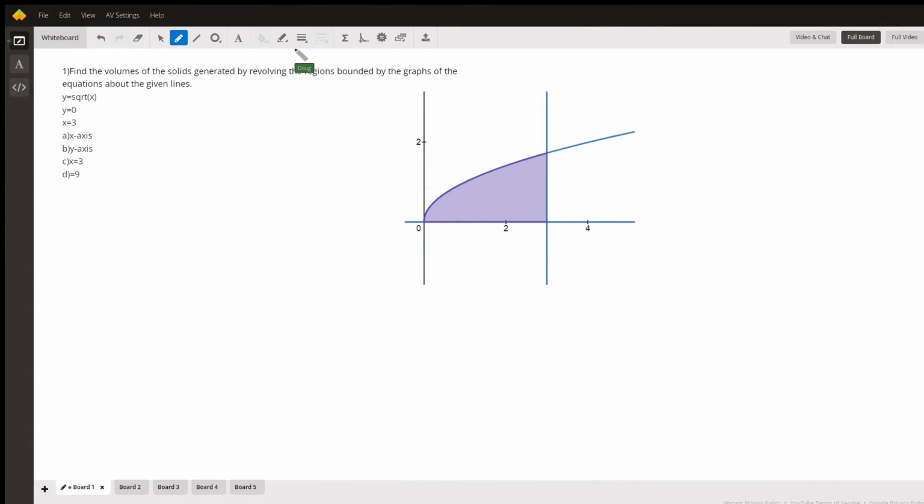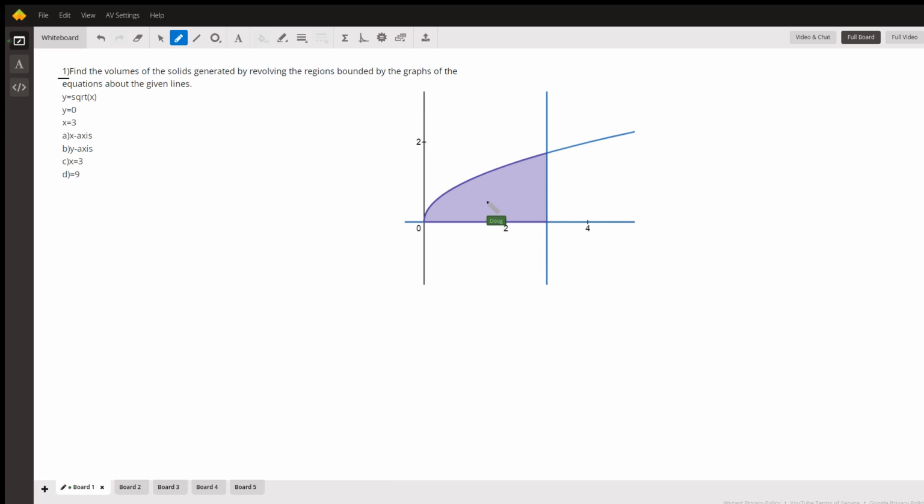Okay, this post was made with two questions. This is only question number one. Here's the region in question. Y equals the square root of x is this curve. X equals 3 is this vertical line. Y equals 0 is this horizontal line.